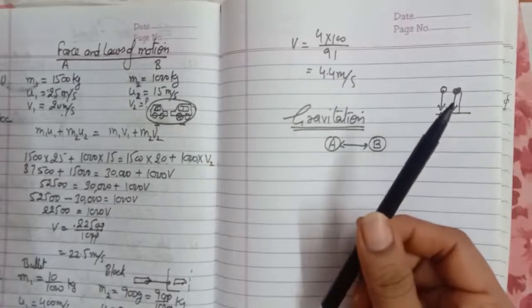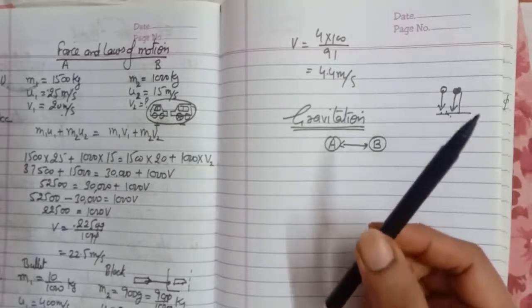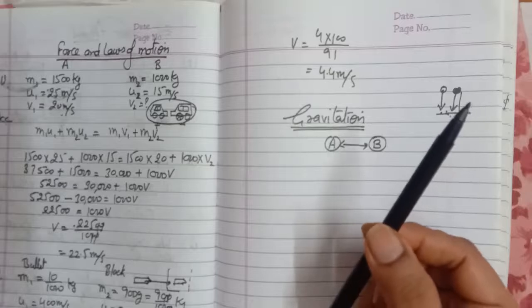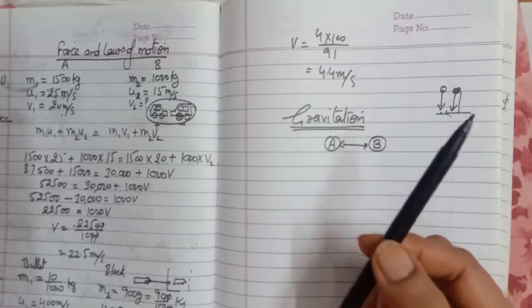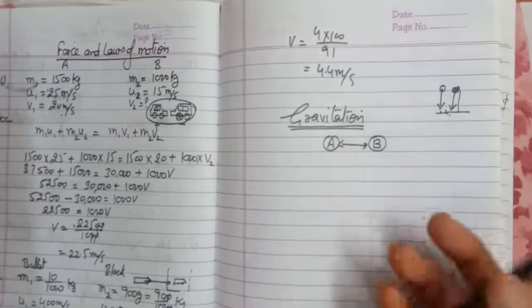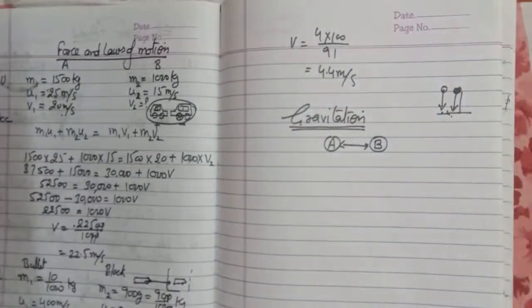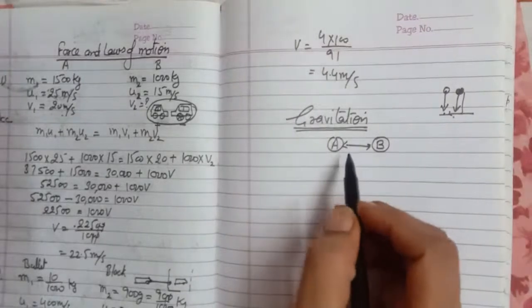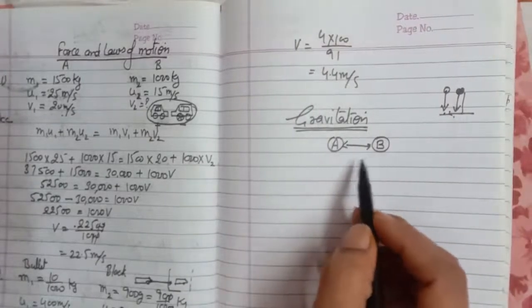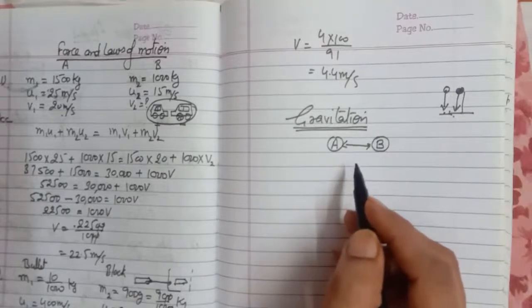Yes, the gravitational force is not enough to change the velocity of these. It cannot attract this pen or this notebook towards each other. So this is called the gravitational force. In our universe, all the objects attract each other, and this is called the gravitational force.